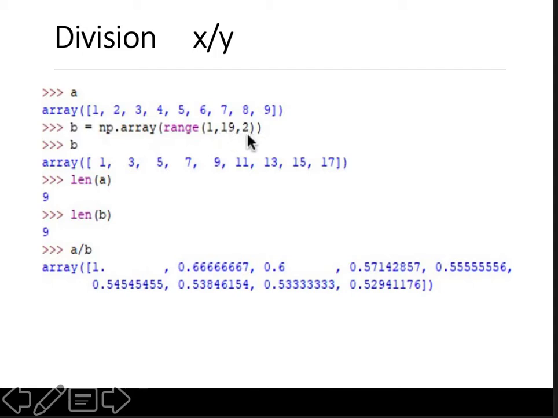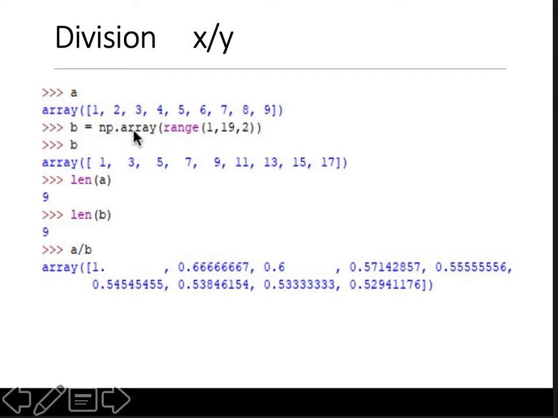And this is the step. So it starts from 1 with a step of 2, 3, meaning 1 plus 2 is 3. Then the step is 2, so from 3, you jump to 5. 5 plus step 2 is 7 and so on. And the first to omit is 19. So it will stop at 17 because the step after 17 is 17 plus 2, which is 19, but we cannot have 19 because it is the first to exclude. So that's how this range function is: include, exclude, step.